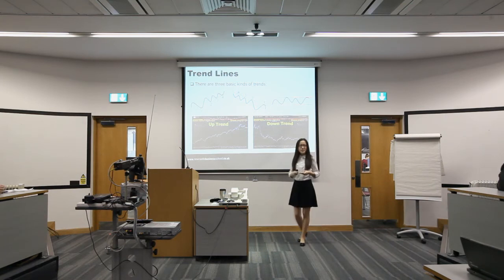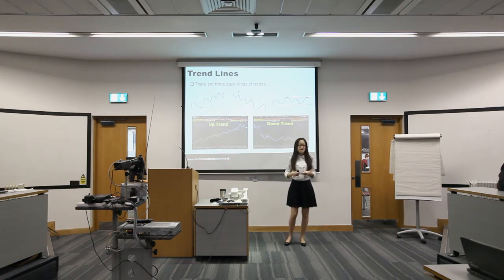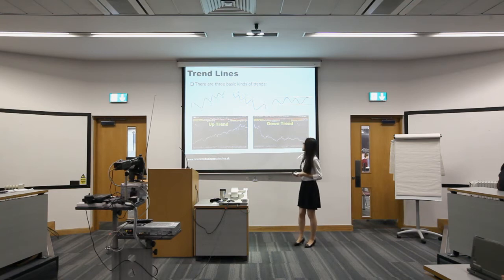Hello, I'm Abby. Now let's have a look at trend lines. A trend line is a straight line that connects two or more price points and then extends into the future to act as a line of support or resistance. There are three basic trends: uptrend, downtrend, and sideways trend, also known as a horizontal trend.